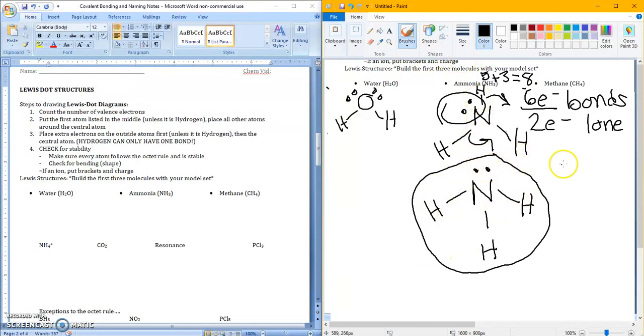All right. Check for stability. Check for everything. It's beautiful. And that's how it's done. And you follow these same rules for every molecule they give you, and you can draw any Lewis dot structure.